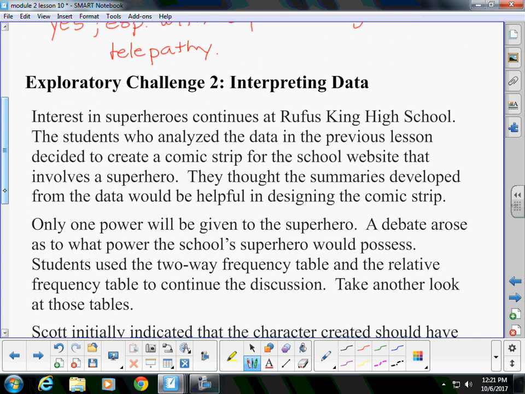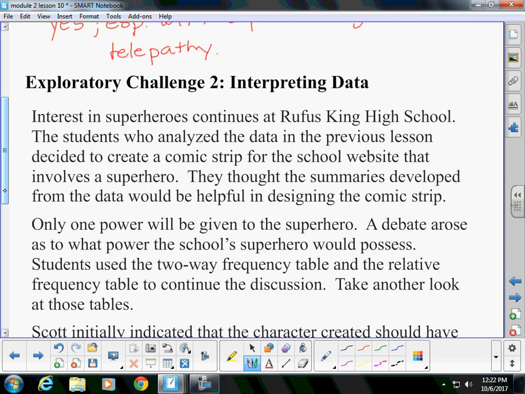Okay, exploratory challenge number 2, interpreting the data. Interest in superheroes continues at Rufus King High School. The students who analyzed the data in the previous lesson decided to create a comic strip for the school website that involves a superhero. They thought the summaries developed from the data would be helpful in designing the comic strip. Only one power will be given to the superhero. A debate arose as to what power the school's superhero would possess. Students used the two-way frequency table and the relative frequency table to continue their discussion.